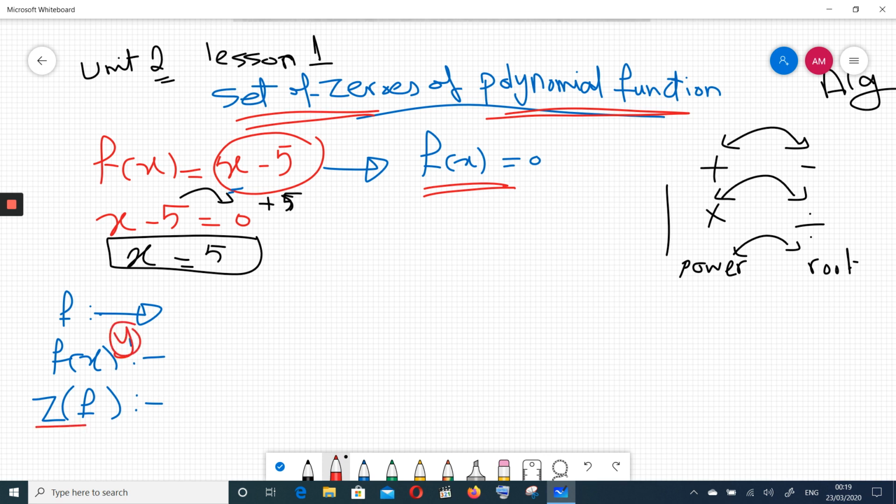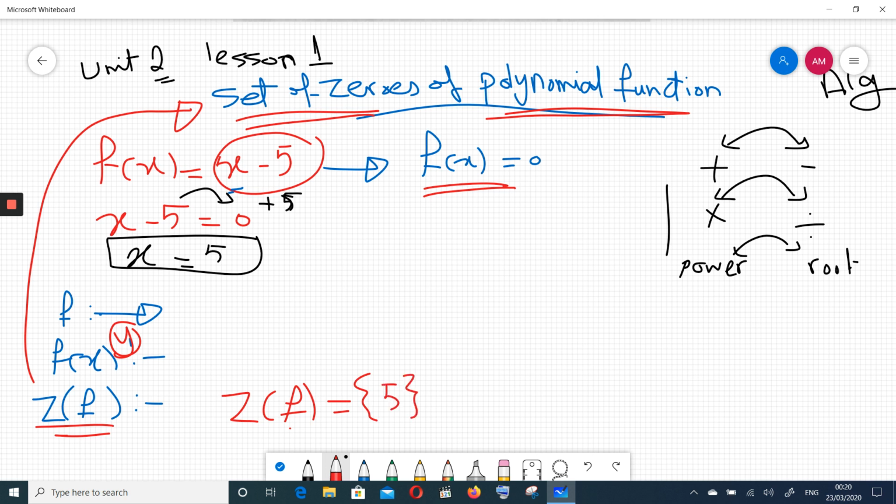And the last one is our lesson today, the set of zeros of this polynomial function, to find the solution set. For example, for the last example, Z of f, here f refers to the name of this function, and we can put f, k, j, or h, in letters. So the set of zeros, meaning the value that makes this function f of x equal 0, is going to be 5.